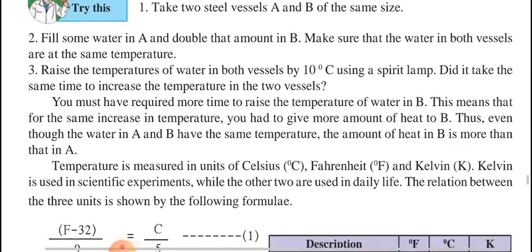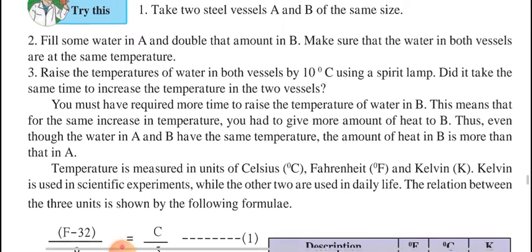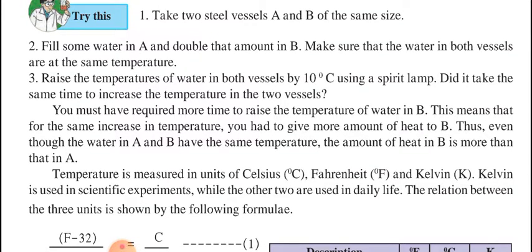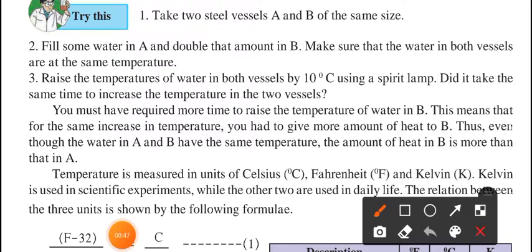We have to see over here about temperature. Like measurement of temperature, we can measure it with degree Celsius, we can measure it with Fahrenheit, we can measure it with Kelvin. So what are the ranges over there that we have to see? So we will go ahead with some activity. Let's go ahead with the activity.